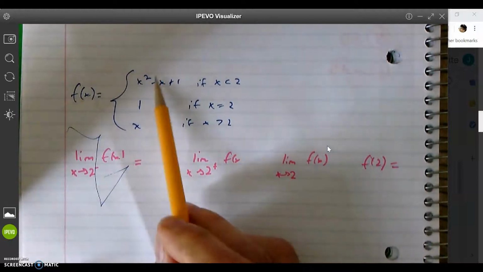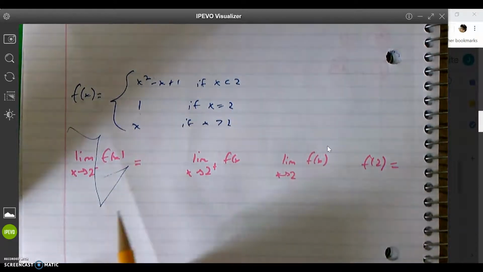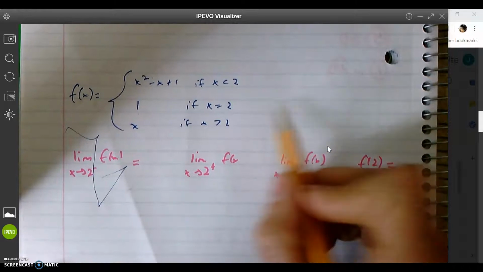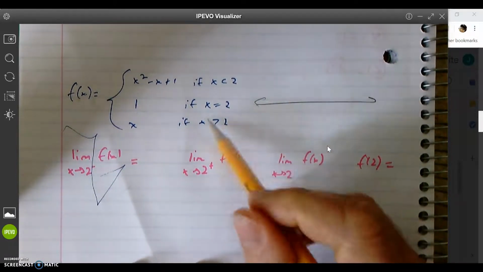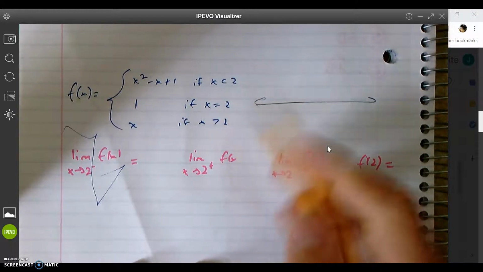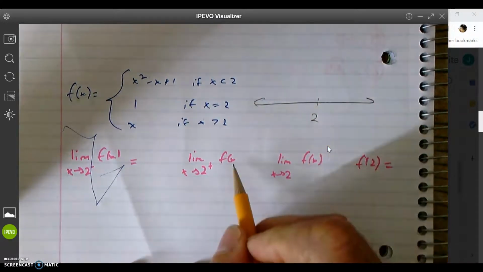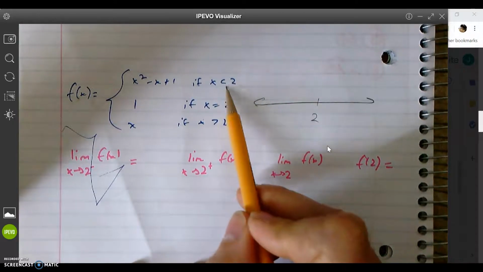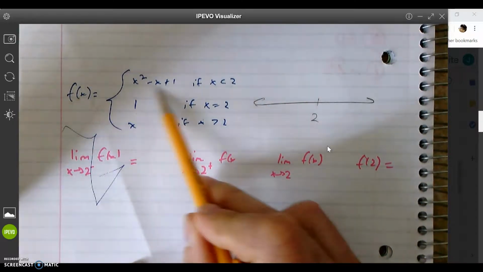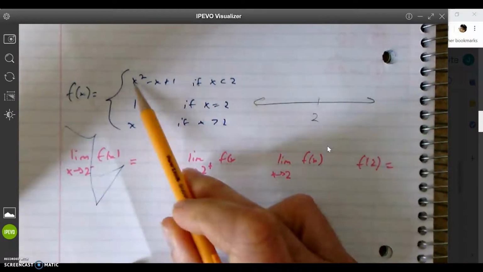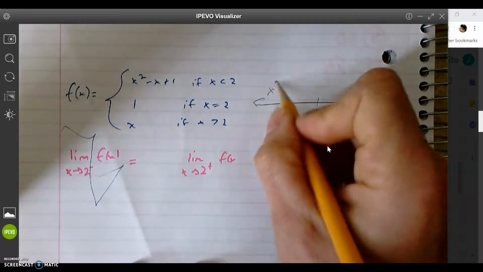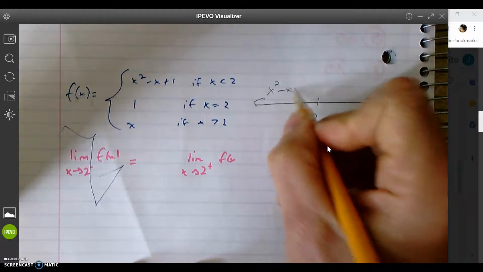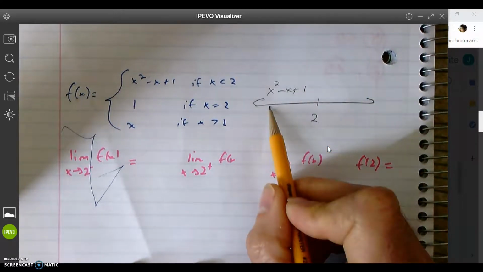All right, let's try this. So we have 1, 2, 3 parts. So let's draw our little mini graph right here. You see the graph, look at the domains. The graph breaks at 2, so it's only one part that's going on. So when x is less than 2, you have this parabola right here. How do I know it's a parabola? Because it's a quadratic with x squared. So that part, x squared minus x plus 1, is going to be here on the left.